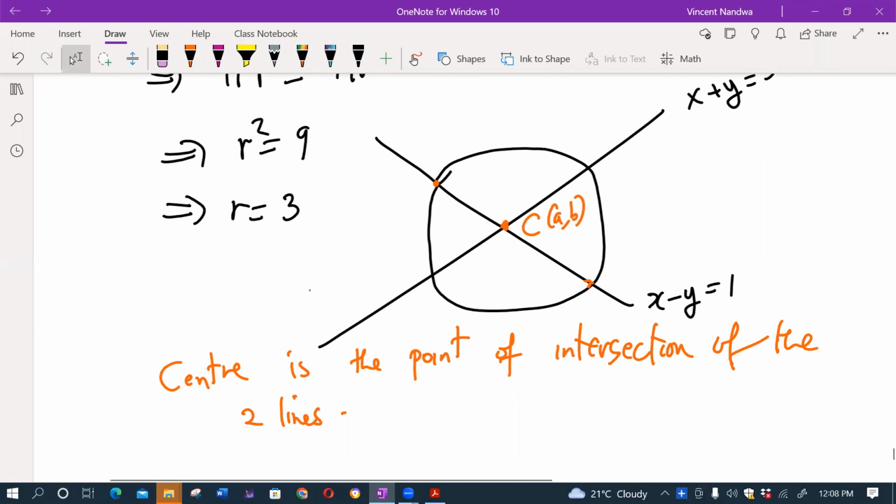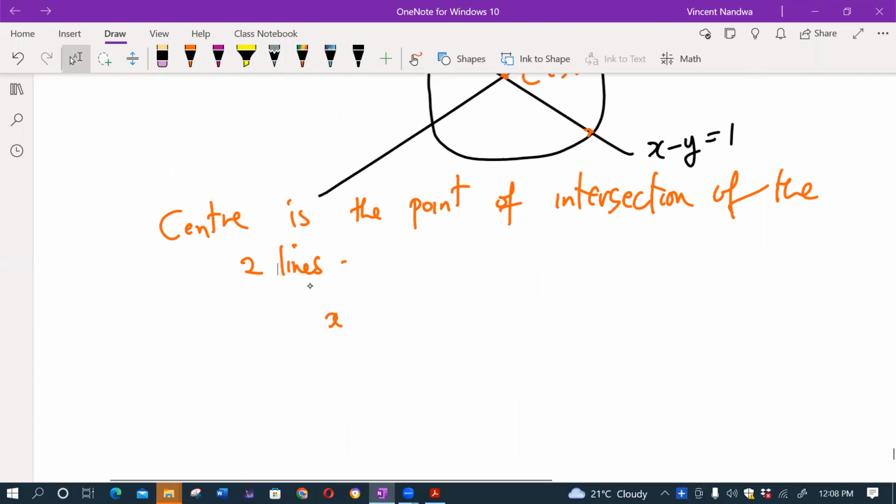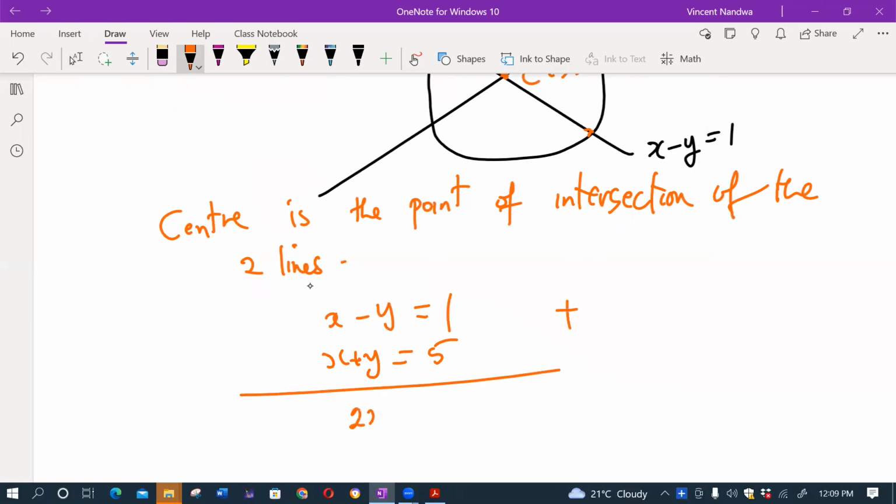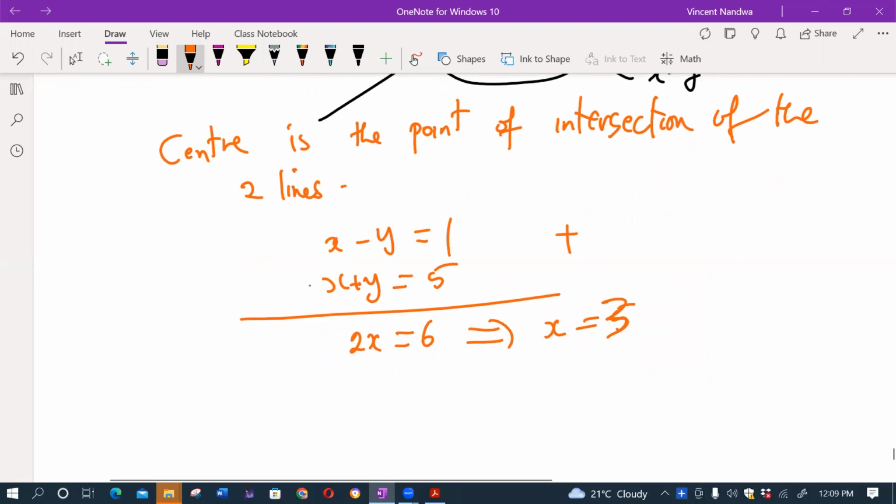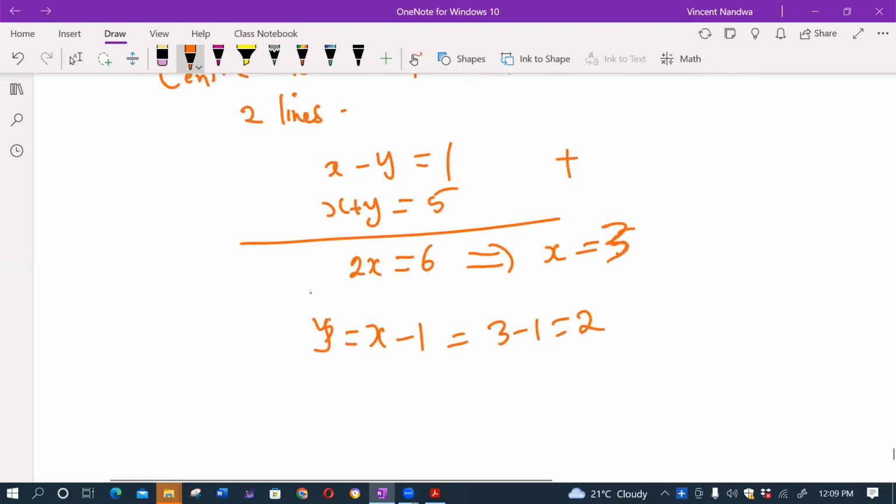So it's as good as solving these two simultaneous equations. x minus y equals to 1, x plus y equals to 5. If I add these two equations, I get 2x equals to 6, which means x equals to 3. And if x is 3, then y equals to x minus 1, which will be 3 minus 1, which is 2. So the center is 3, 2.